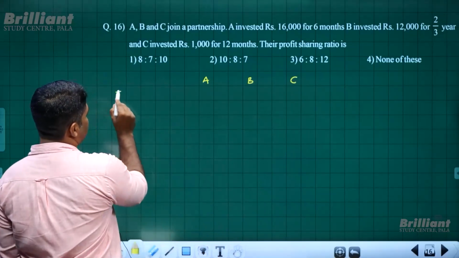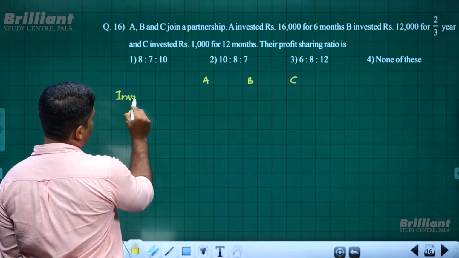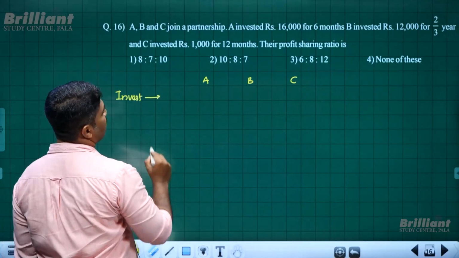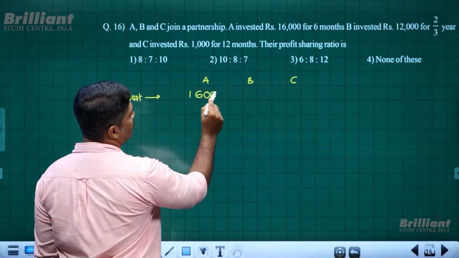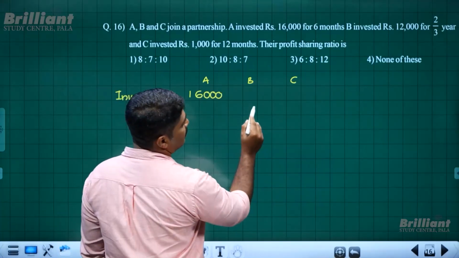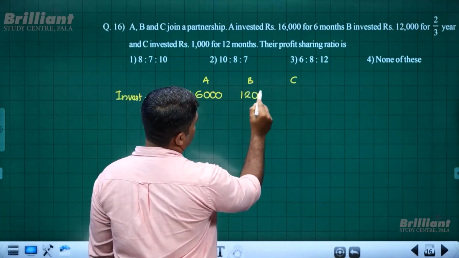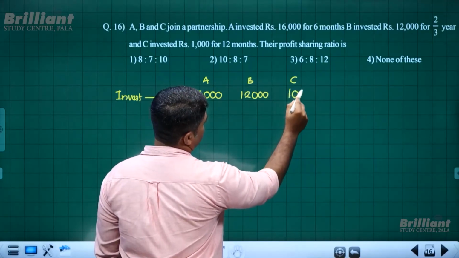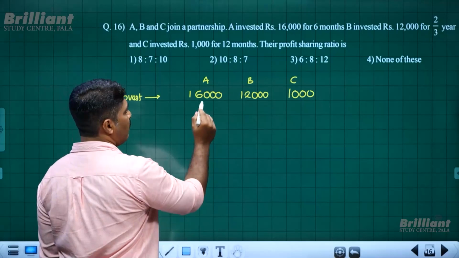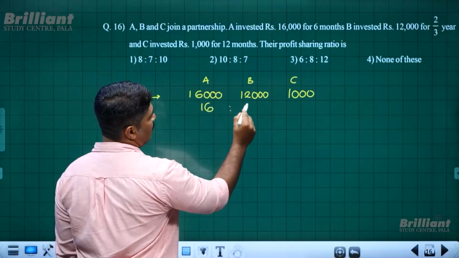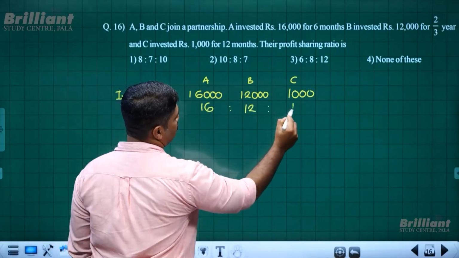So first we are considering their investment. Here the first person's investment is 16,000, the second person 12,000, and the third person 1,000 only. So we can make them as a ratio. If you make the ratio, this is 16 is to 12 is to 1.